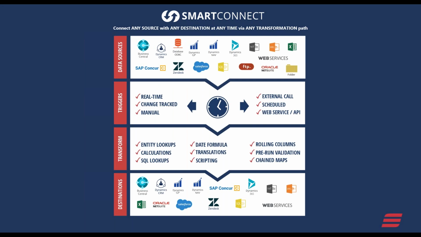All right, this is my favorite diagram because I think it really says a lot about SmartConnect. If we start at the top, everybody has a data source, right? Where do you want that data to come from? It could be Dynamics CRM, NAV, Business Central, Zendesk, Concur, NetSuite, etc. Any of those are available. The one big thing I want to point out here are these web services, right? So anything that has a REST API, we're going to be able to connect to as well. Okay, so maybe if it's a Shopify or Magento, WooCommerce, etc.